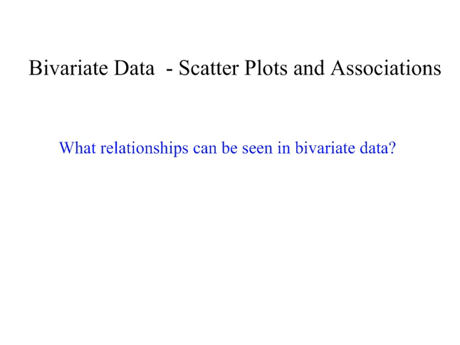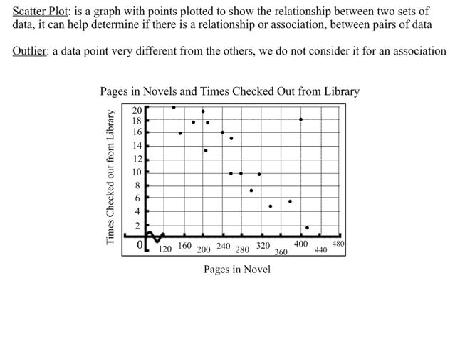We're going to take a look at bivariate data and scatter plots specifically, and what the association is and how we can tell what's going on with scatter plots. First of all, let's go through some definitions. We know a scatter plot is points plotted to show the relationship between two sets of data. It can determine if there is a relationship or association between pairs of data.